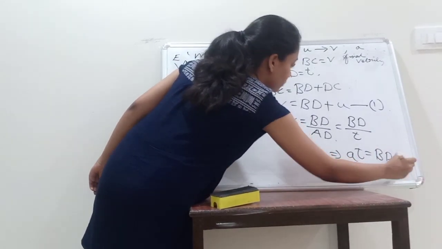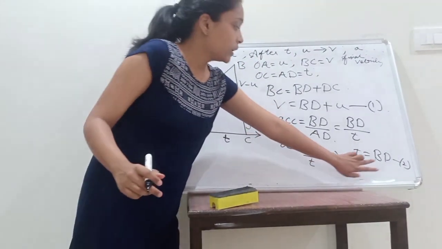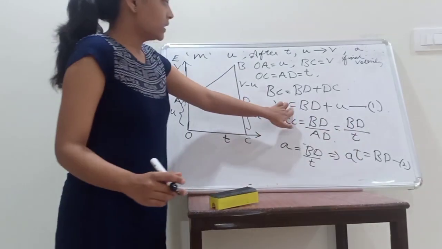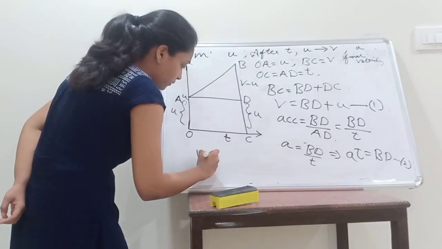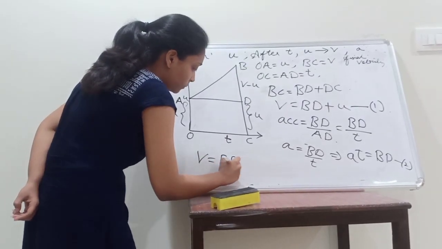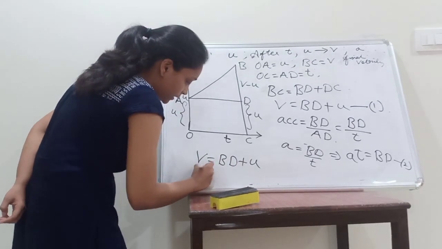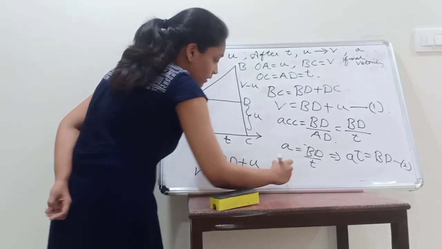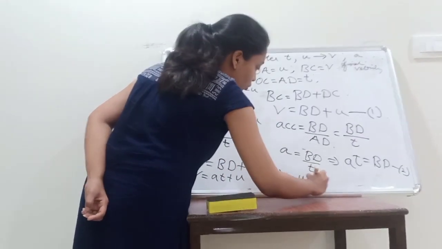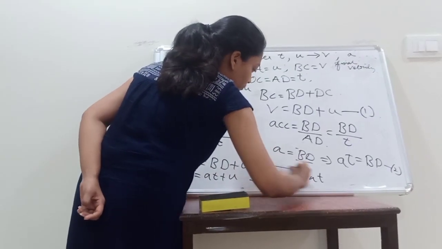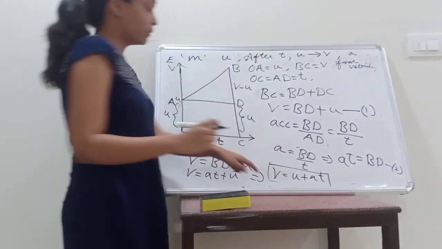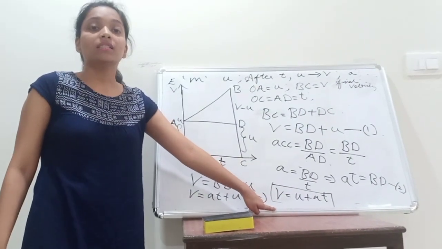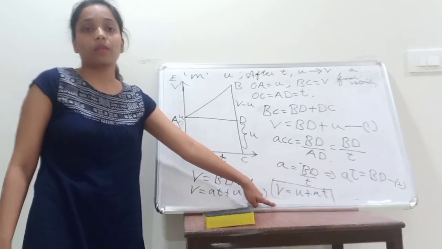Second equation. Now if you substitute this value in this equation, you will get v is equal to BD plus u. v is equal to at plus u. If you rewrite it, you will get v is equal to u plus at. This is first equation of motion, which is also known as velocity-time relation.